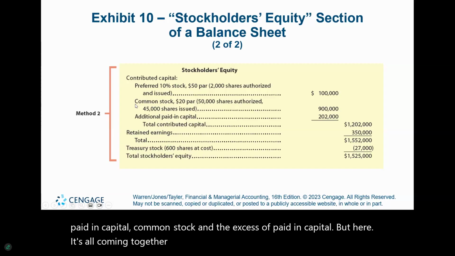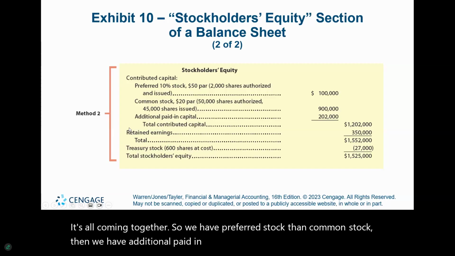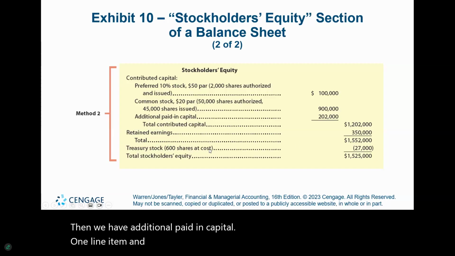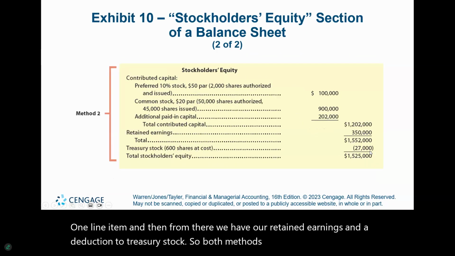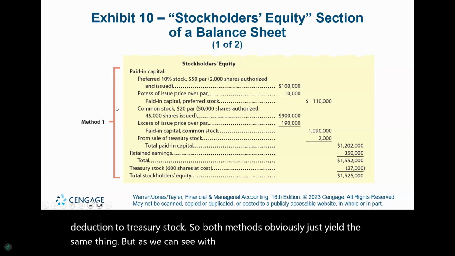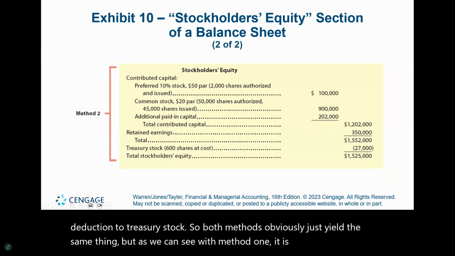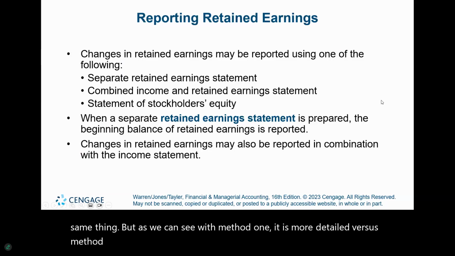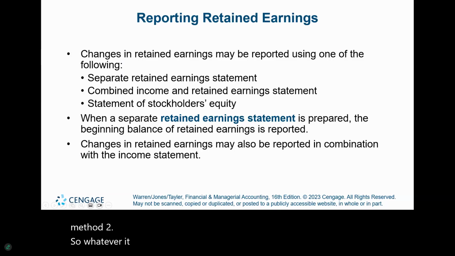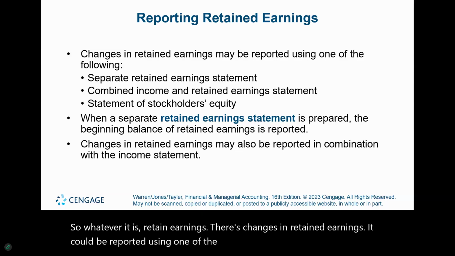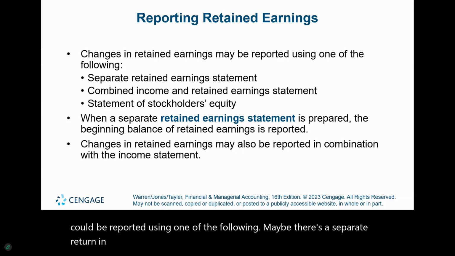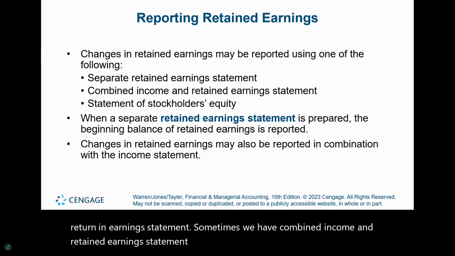So we have preferred stock, then common stock. Then we have additional paid in capital, one line item. And then from there, we have our retained earnings and a deduction to treasury stock. So both methods obviously just yield the same thing. But as we can see with method 1, it is more detailed versus method 2. So whenever there's changes in retained earnings, it could be reported using one of the following. Maybe there's a separate retained earnings statement. Sometimes we have a combined income and retained earnings statement, or we have what's called the statement of stockholders' equity.